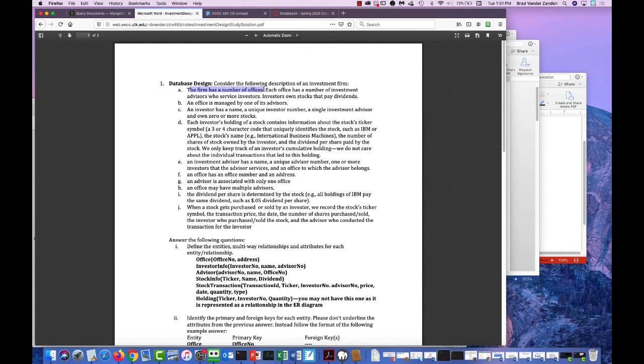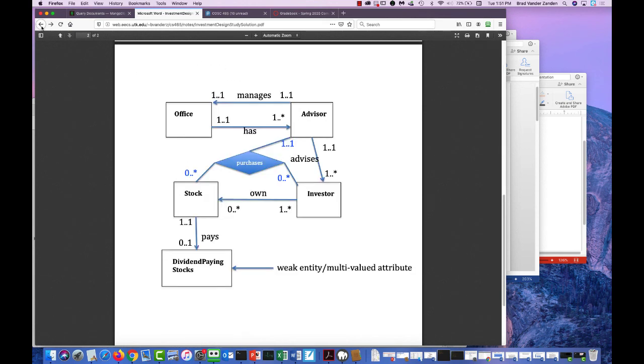And this one's due, remember, Friday, so you've got to get cracking on doing your ER diagram because it is due in a few days.